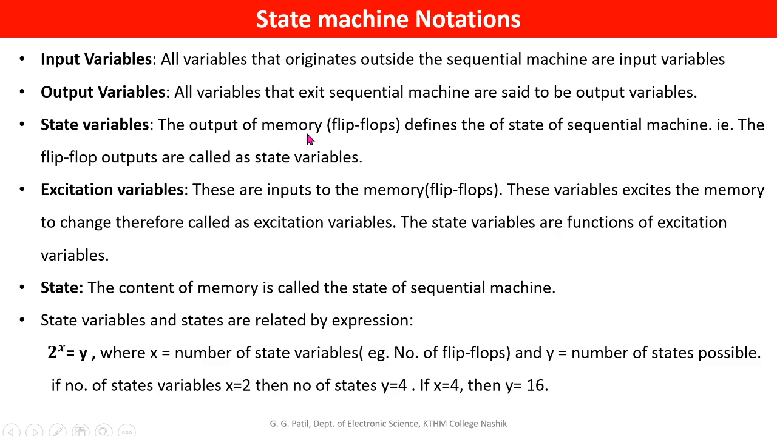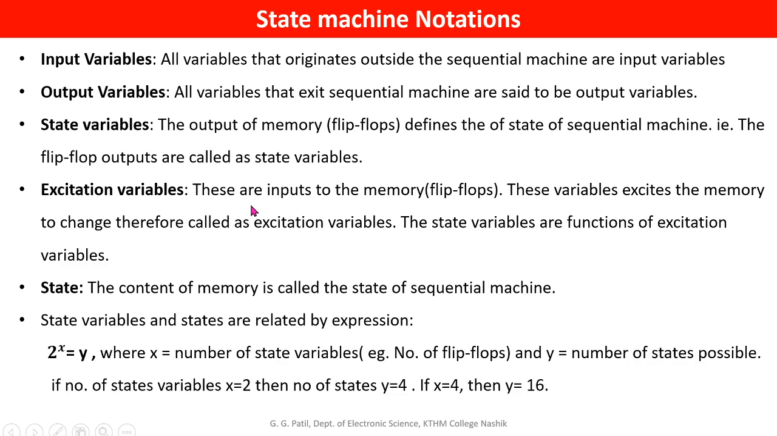The output of memory, that is the flip-flop, defines the state of a sequential machine. That is, the flip-flop outputs are called the state variables. We have seen the Mealy sequential state machine and the Moore sequential state machine. The memory output or flip-flop output is termed a state variable S that represents the state of that sequential machine. So these variables are called state variables.